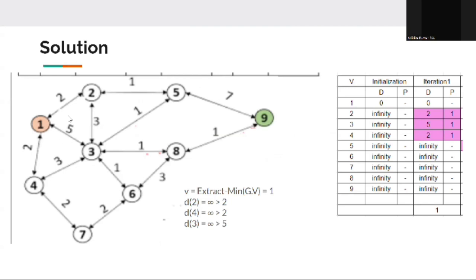At the very first iteration, extract min gives you node number 1. Nodes accessible from 1 are 2, 3, and 4. The distance of node 2 is infinity, which is greater than 2, the weight of this edge, and hence its distance is set to 2 and its parent is 1. The next node accessible is 3. Its distance is also infinity, which is greater than 5, and hence the distance is 5 and its parent is also 1. The next node is 4. Its distance is currently infinity, which is greater than 2, the weight of this edge. Hence the distance is replaced by 2 and the parent is 1.